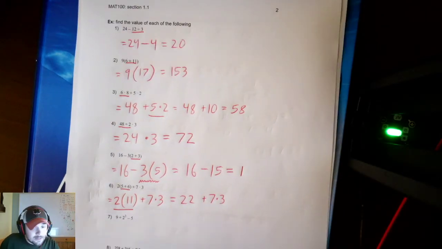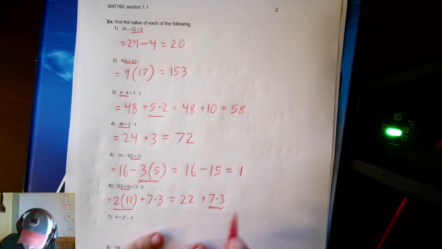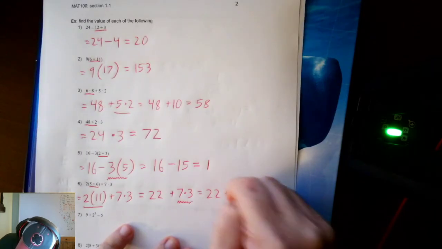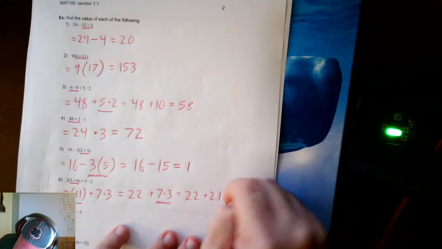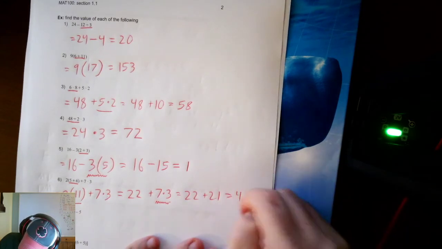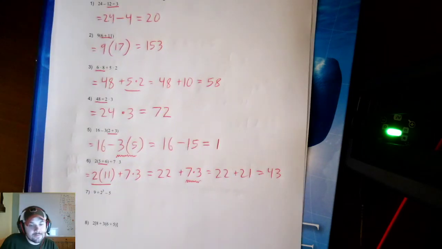I'm still in multiplications. I move to this multiplication next. I don't add, I multiply next. 22 plus 21. 7 times 3 is 21. Now I add, is the last thing to do. 43. So I went step by step, right? I did one step at a time.